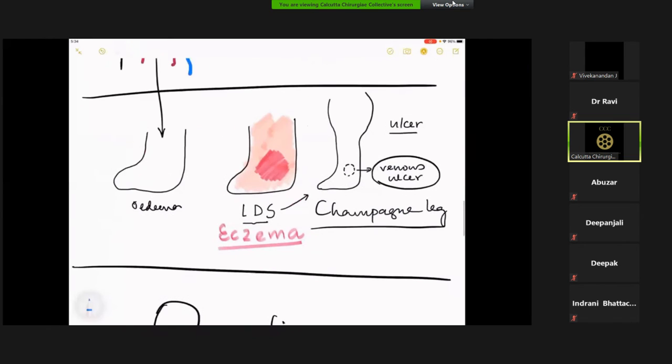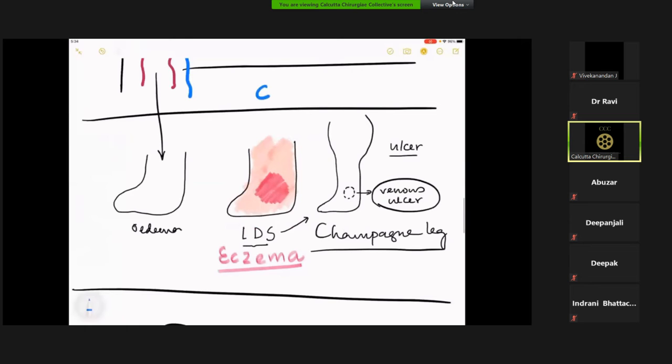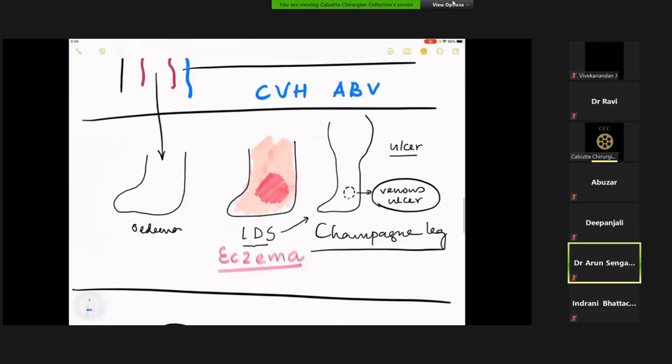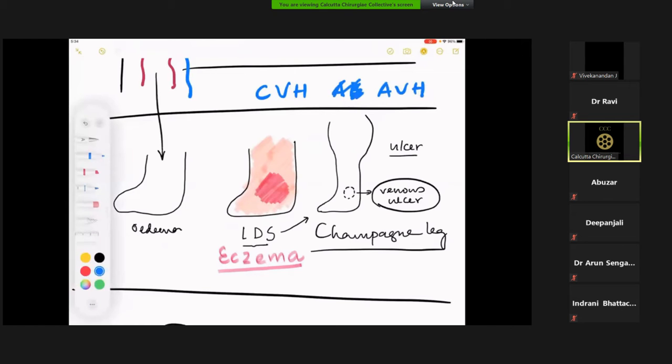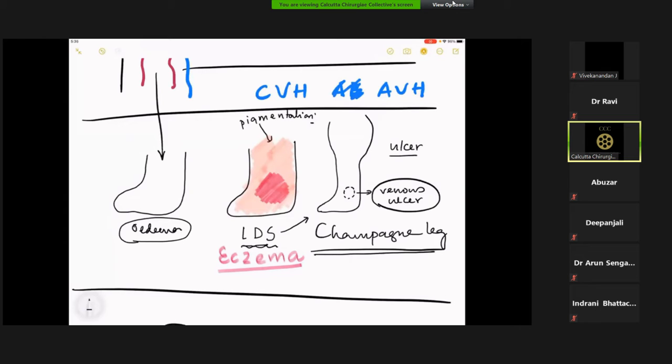Now, due to this chronic venous hypertension, some people measure it and call it an ambulatory venous hypertension. Now, what is important is that it can be reflected in the form of a pedal edema, or it can later lead to a pigmentation, which will then lead to a change called lipodermatosclerosis, reflected by a champagne bottle leg deformity and superadded by something called an eczema.